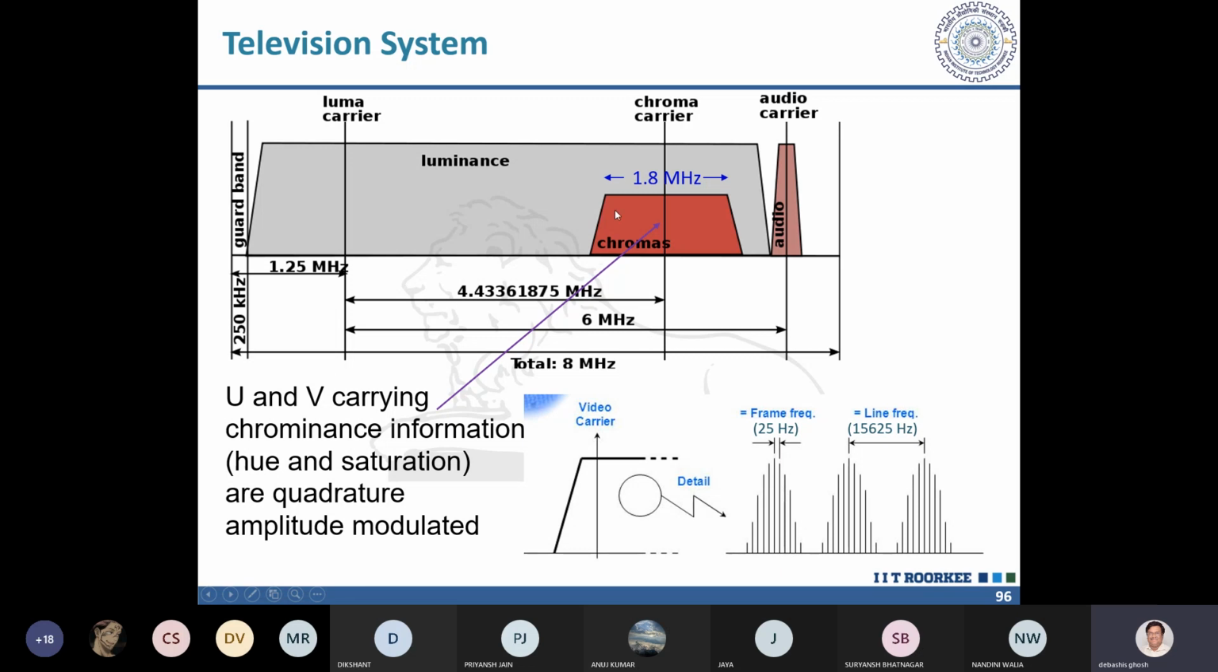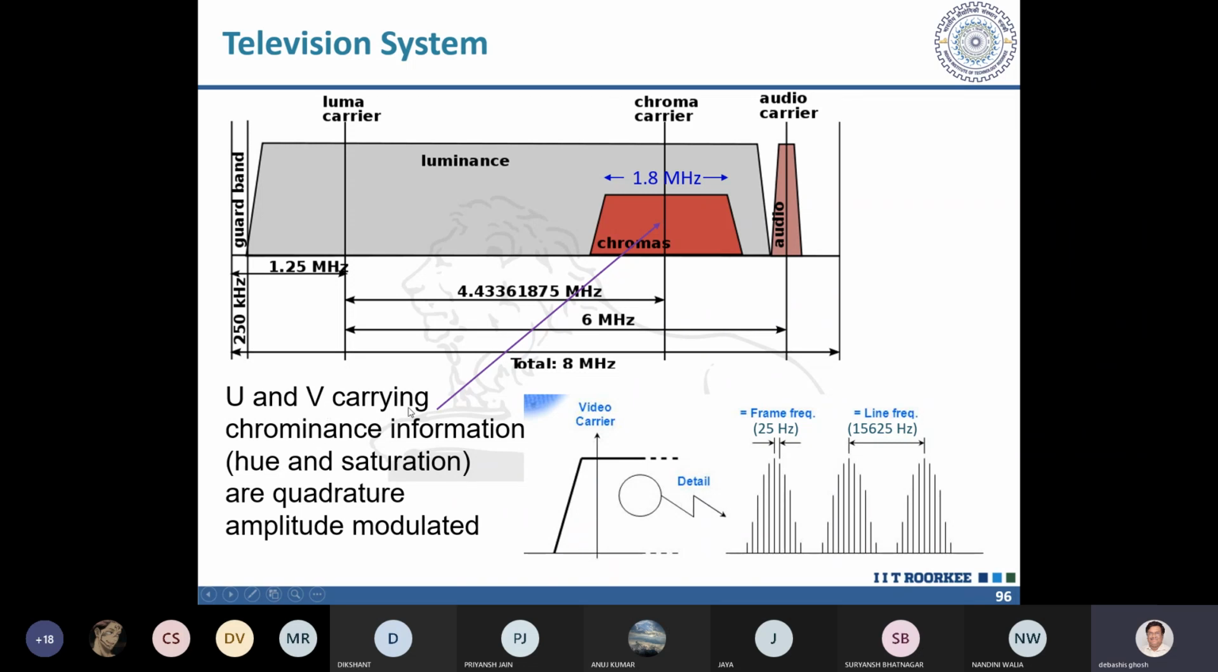The UV spectrum is actually placed in between. It is interleaved at this position. Wherever the gaps are, in these gaps the UV signal, which is also discrete, is put in between the gaps, so that you utilize it. You don't use extra bandwidth for this. Now this is called the chroma signal. Any color has three attributes: brightness, hue, and saturation. Brightness is the Y signal. The hue and saturation information is carried by U and V.